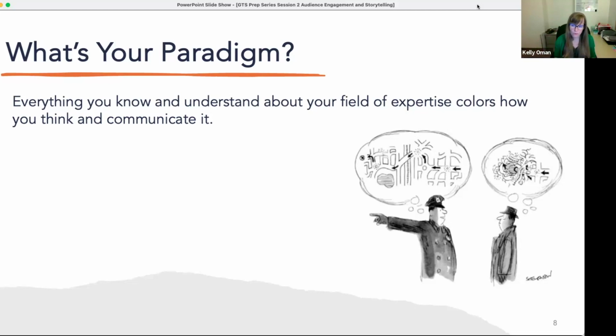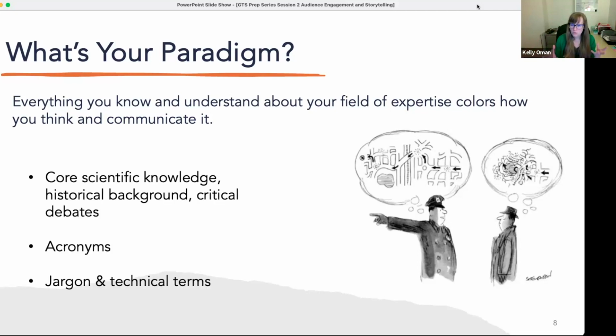And that's the case for explaining complicated academic research as well. You need to understand that your audience doesn't have that same background as you. The core scientific knowledge or historical background of your field, or the knowledge of the critical debates that are shaping the research that you're doing. They don't necessarily know the acronyms that you're talking about and the jargon and technical terms. And we're going to talk a little bit about jargon because that's really important to avoid and to understand what is jargon in your field versus what is something that we can rely on our audience to know.